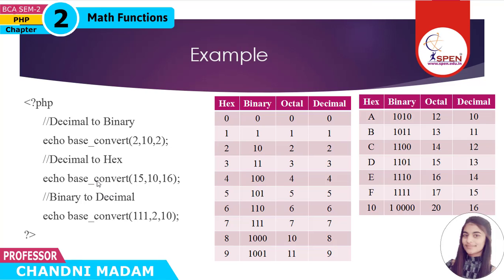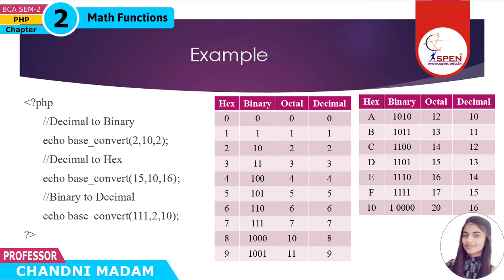Here is the second example of the base_convert function. We will pass 15, and our from base is 10 and our to base is 16. So your decimal number is converted to a hex number. So here 15 is your decimal number, and we want to convert it to a hex number. So the output is F.